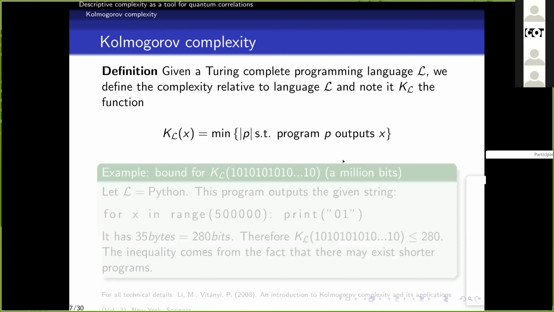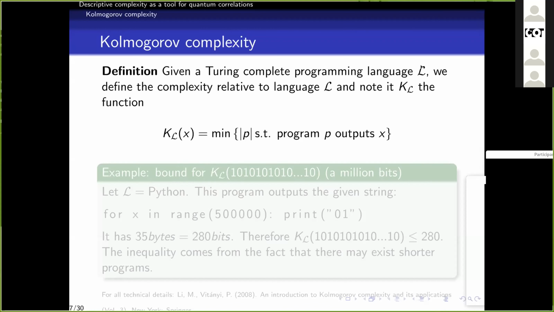So let's try to go towards a more formal definition of it. Assume we have a Turing-complete programming language L. What's a Turing-complete programming language? It's any programming language that can simulate a Turing machine. So basically, any programming language we are used to working with, Python, C, or even Fortran that some physicists still use. All those programming languages are Turing complete.